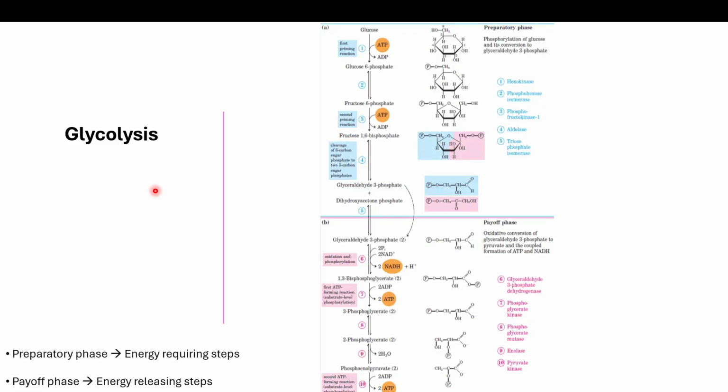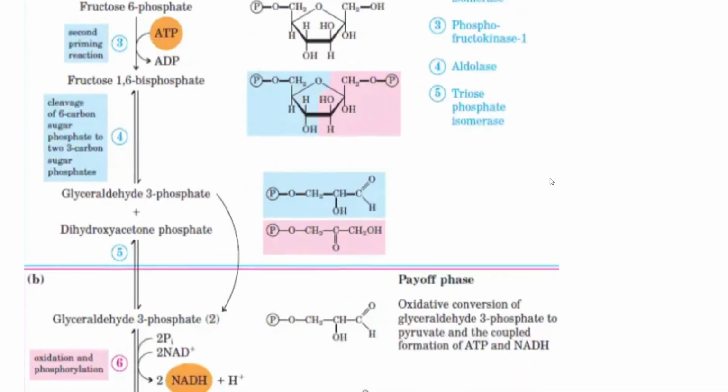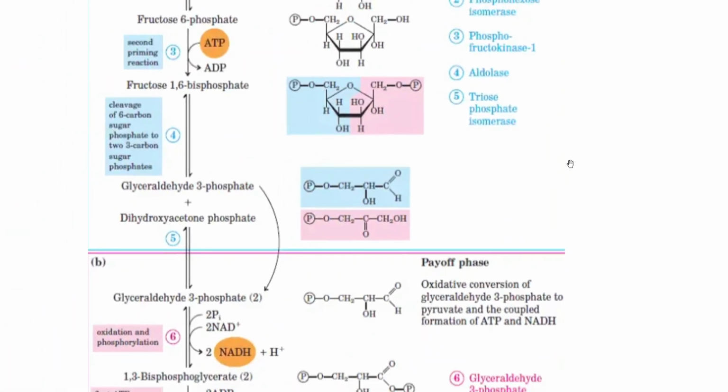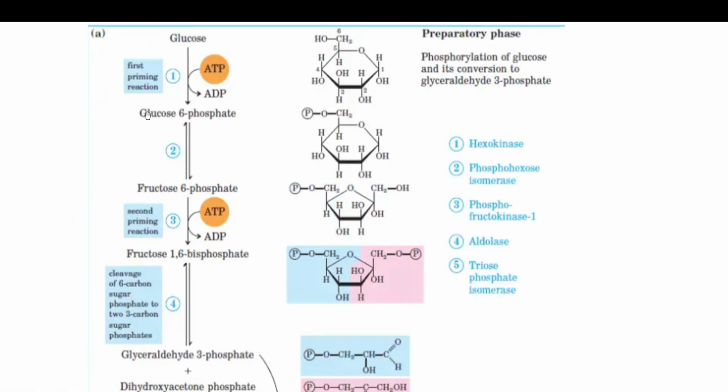Now, when we talk about glycolysis, where glucose is broken down to produce ATP, there are two phases. One is the preparatory phase, where the steps require ATP. And then there's the payoff phase, which are energy releasing steps, which actually release ATP. So let me zoom. This is the preparatory phase where ATP is required.